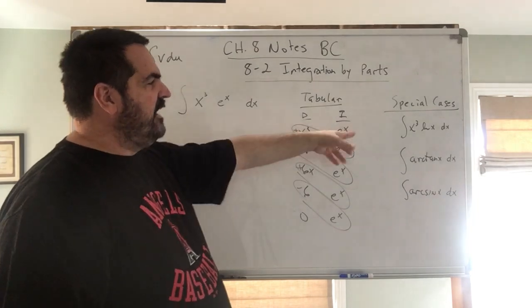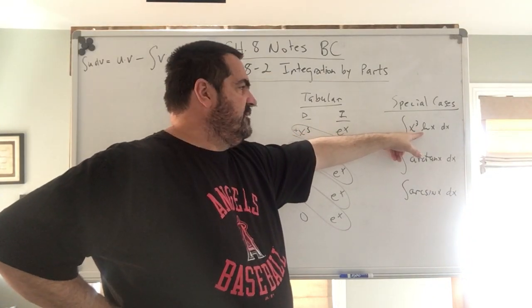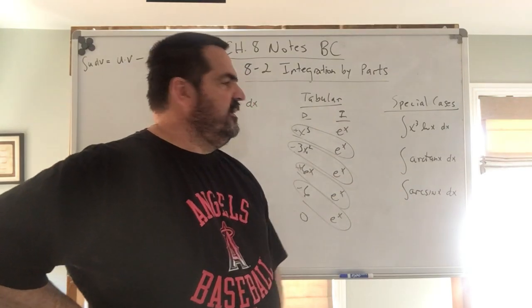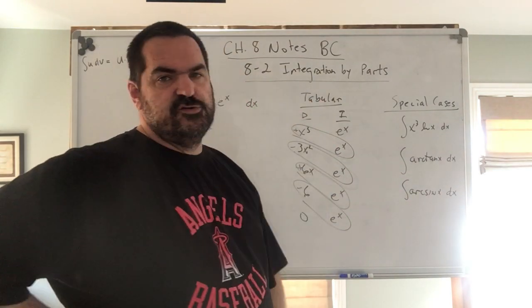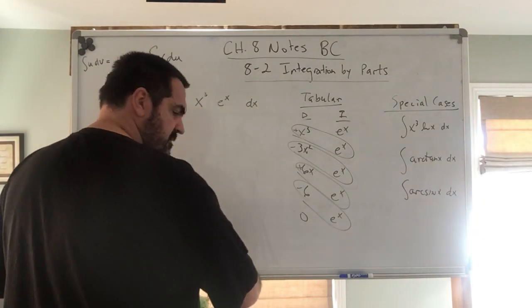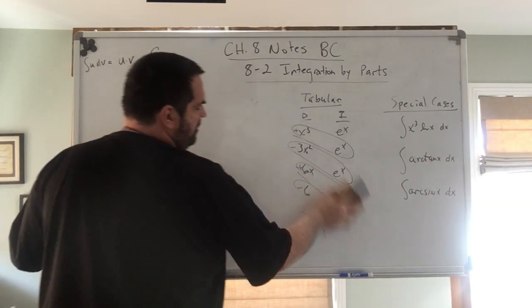The special cases that they started teaching us: what if you have ln x or arctangent or arcsine involved? Then you have to use integration by parts. Tabular is no longer a choice, all right? So let's do one of those.